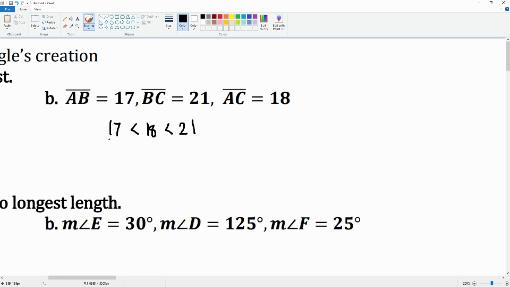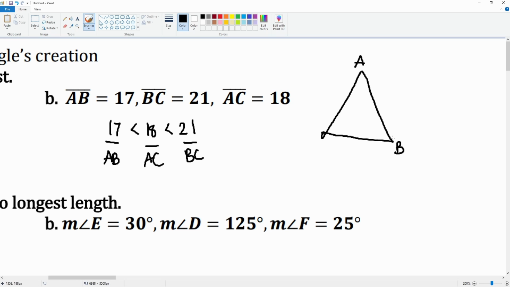Let's just put its line, AC here, okay? Then we have 17 is AB, 18 is AC, and 21 is BC, okay? Now you want to know what angle produces it. Well, maybe you should just draw the triangle, okay? So take a look. You can write it in any order you want, A, B, C, okay? I just wrote it in any order. AB is 17, okay? And then BC here is 21, and AC here is 18, okay?